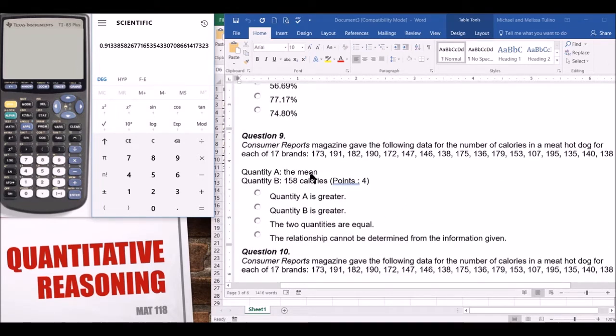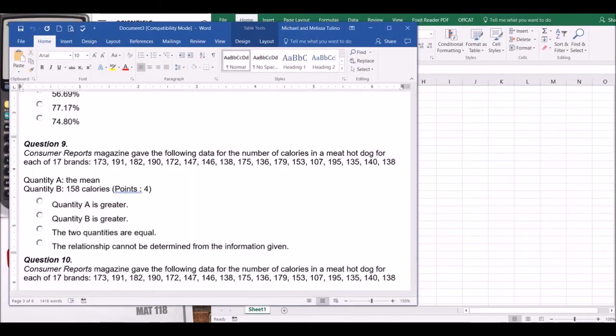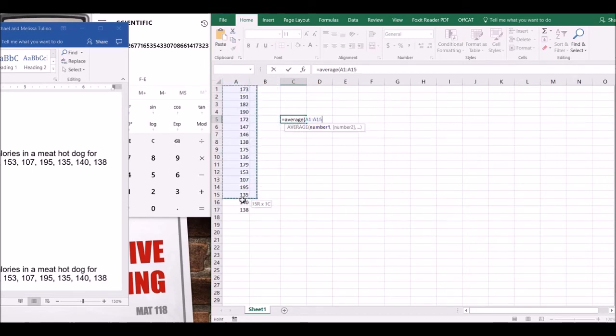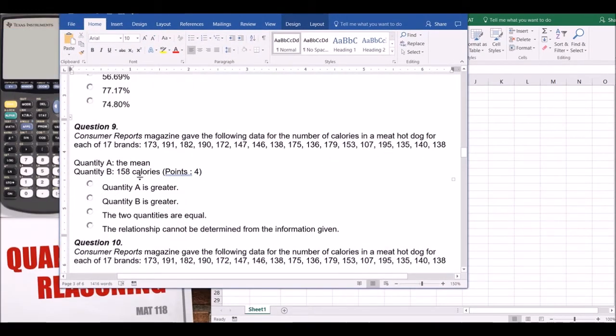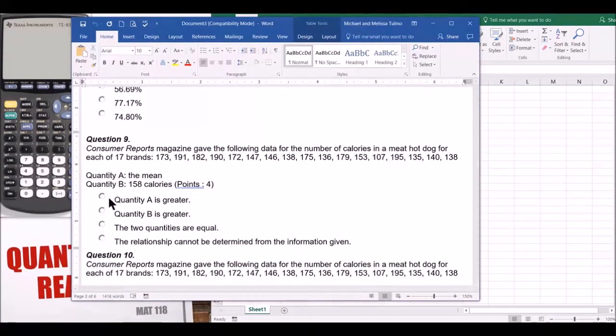Well, it looks like we have mean again. You can do this in a calculator or you can put it in Excel, either one. I'm going to use Excel again. So we're going to do the mean versus 158. Let's get the mean. Okay, 158.64. Oh, that's really close. Versus 158, so 158.64 is definitely larger.